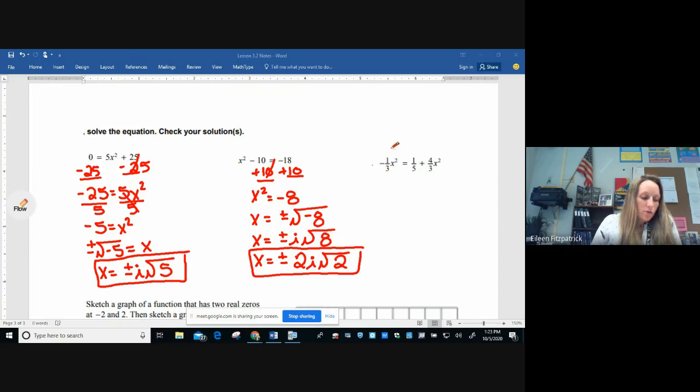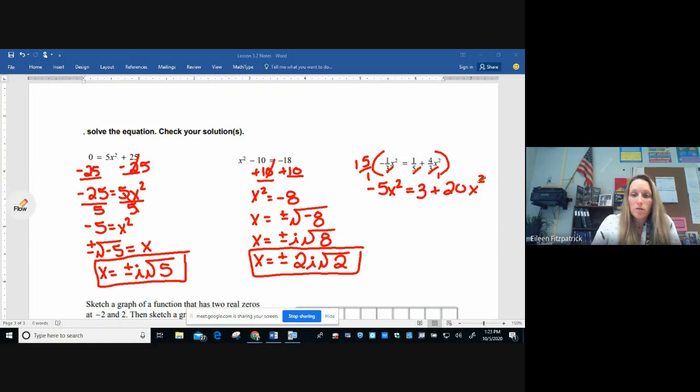All right, and for this last one, I'm actually going to multiply through by the LCD of 15 to eliminate my fractions. So when I multiply through by 15 over 1, I'm going to cross simplify here. 3 goes into 3 once, 3 goes into 15 5 times, so it's going to be a negative 5x squared. 5 goes into 5 once, 5 goes into 15 3 times, so distribute the 3. That's going to be equals 3. Plus 3 goes into 3 once, 3 goes into 15 5 times, so 5 times 4 is 20x squared.